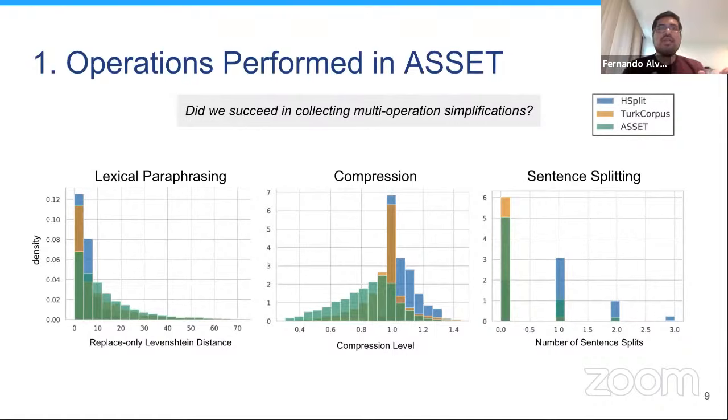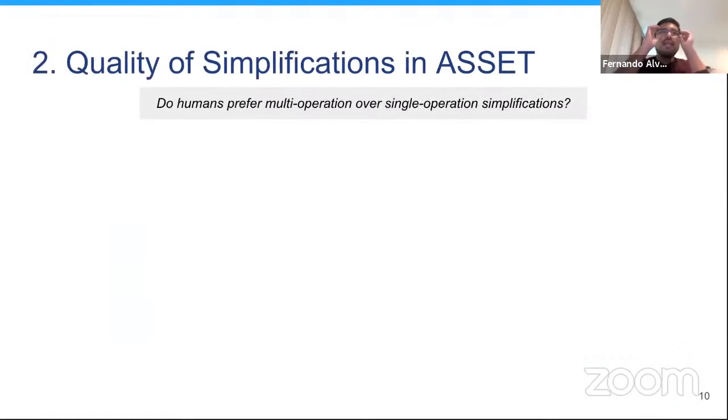And we showed that, yes, we collected multi-operation simplifications. So first characteristic, it's good. Now, how about the quality of these simplifications? Do humans prefer multi-operation over single operation simplifications? Basically, the simplifications in ASSET over those in TurkCorpus and HSplit.